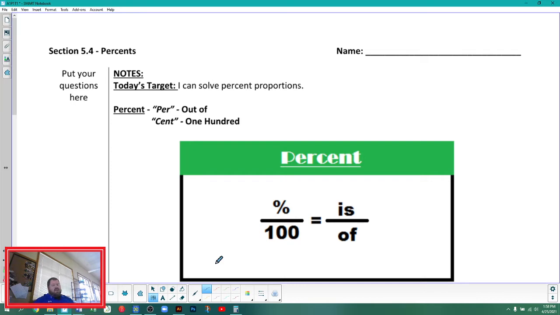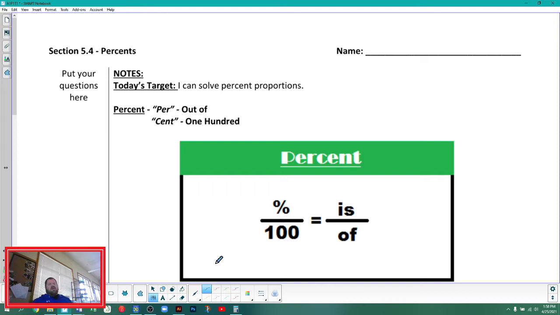The word percent is a compound word made out of per, meaning out of, which we also saw in unit rates. And then cent: in a lot of other languages, the word for 100 involves cent in some way, shape, or form.